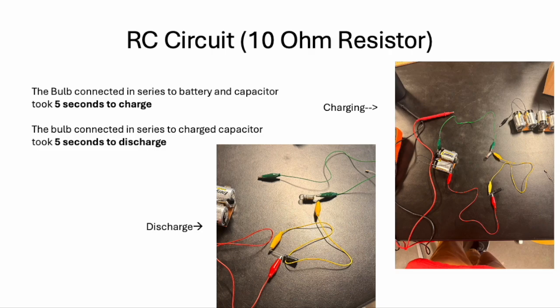Now I will talk about the RC circuit section of the lab. To the right, we have an actual lab picture that I took during the lab. The left image indicates the discharging and the right image shows the charging of the bulb. The bulb connected in series to the battery and capacitor took 5 seconds to charge, and the bulb connected in series to the charged capacitor took 5 seconds to discharge.